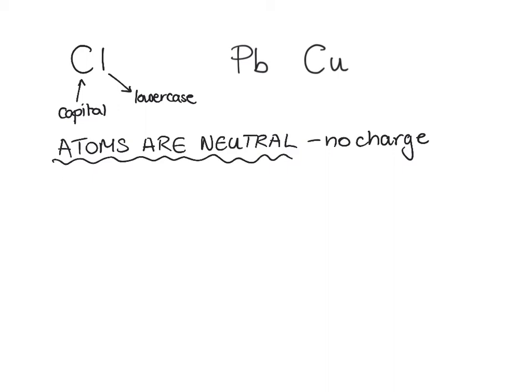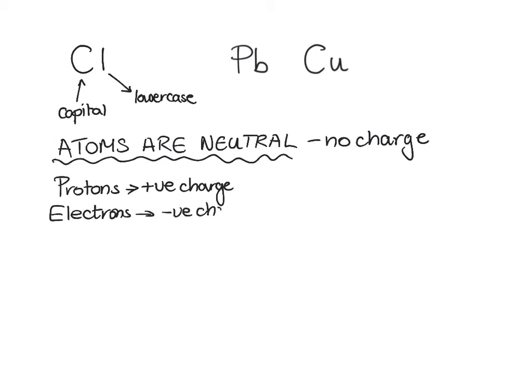Now, let's look at which subatomic particles have charges in our atom. We know that our protons, those are the ones with a positive charge. And we have our electrons. Those are the ones that have the negative charge. We don't have to worry about neutrons here when we're talking about charge because neutrons are neutral. They have no charge.